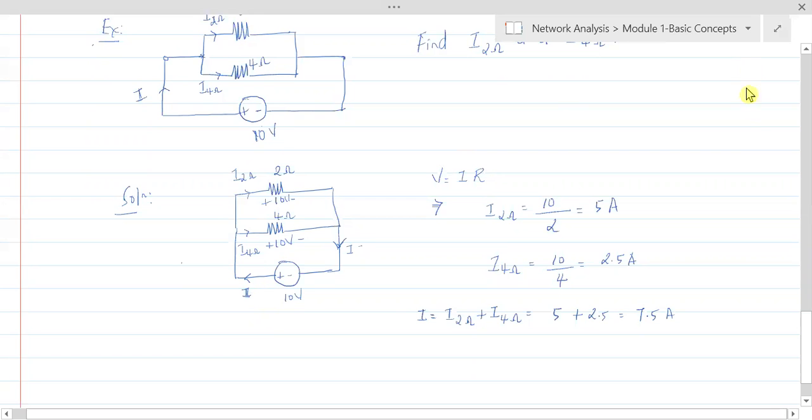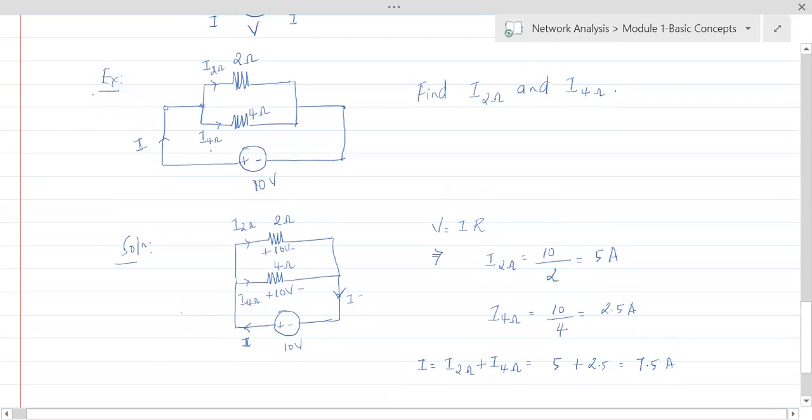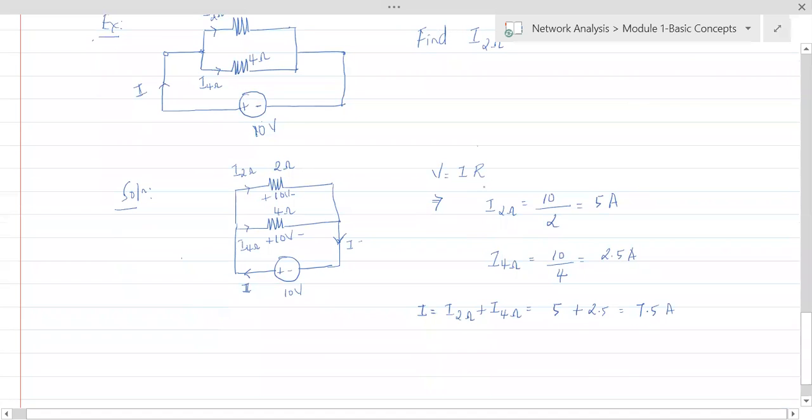So we are not only finding I 2 ohms and I 4 ohms, but we are also finding the total I. Now, how can we check I 2 ohms and I 4 ohms? We shall verify this using the current division rule. Why the current division rule? Because current is getting divided.